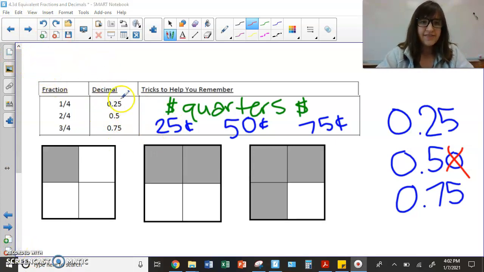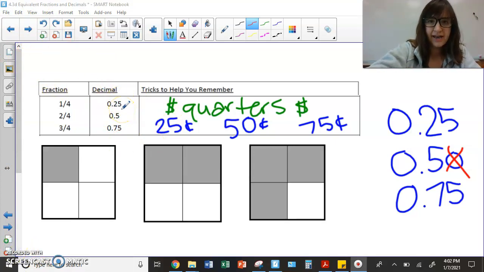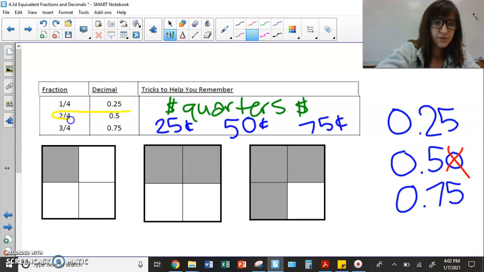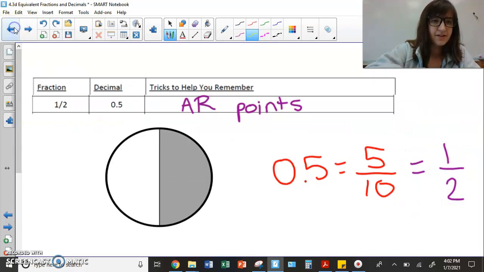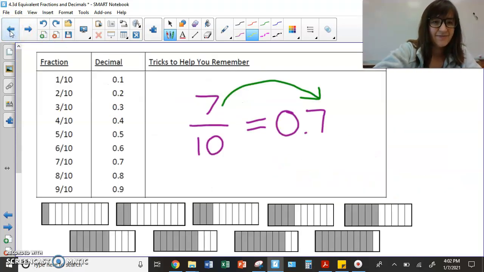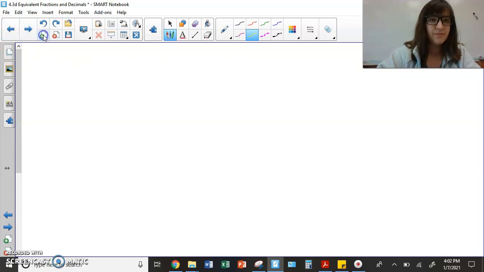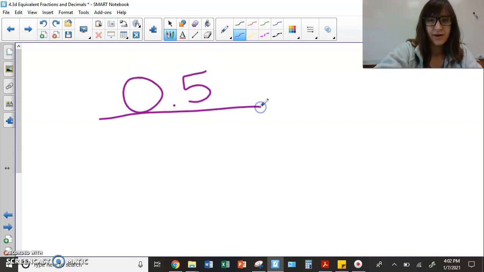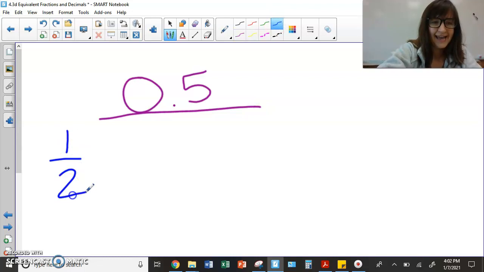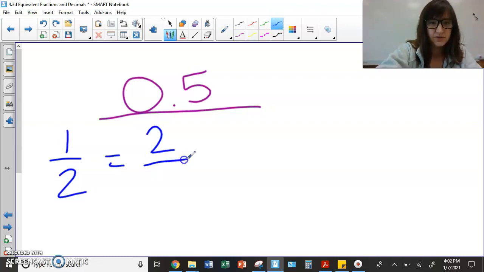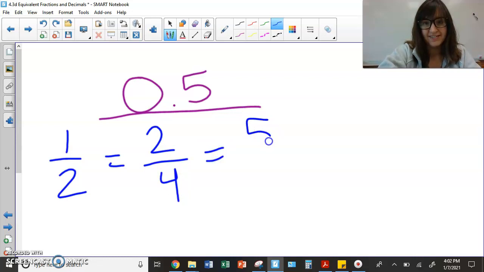So you'll notice that right here we have 2/4 is equal to 0.5, 1/2 is equal to 0.5, and 5/10 is equal to 0.5. The reason for that is because 0.5 is equal to 1/2, right? Well, 1/2 is also equal to 2/4, and 2/4 is equal to 5/10, which is how I would read that.